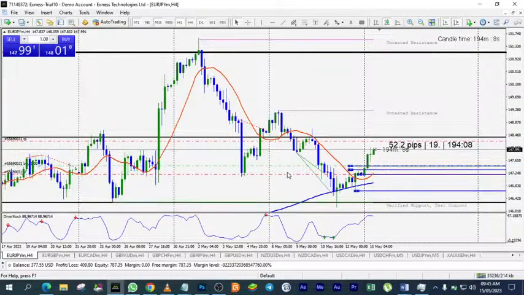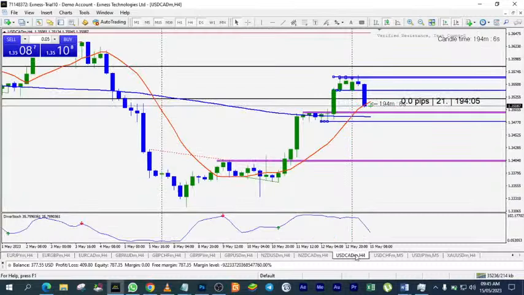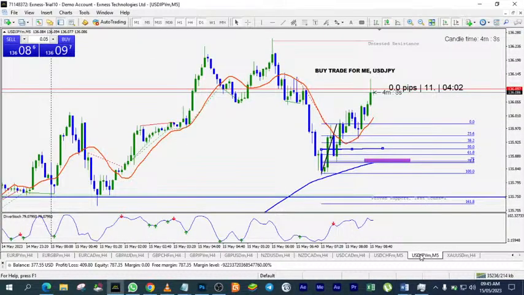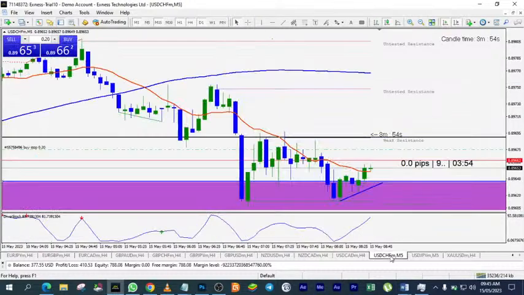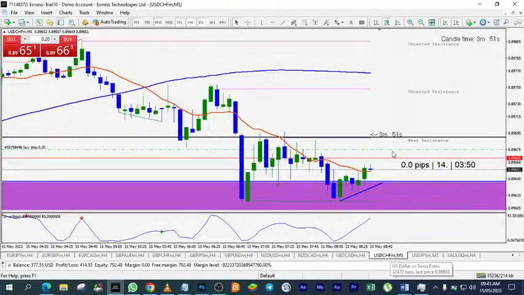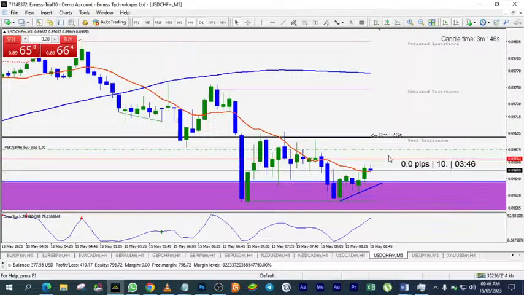Okay, so back to this. I've already mentioned what I'm expecting to see. So the 5 minute is completed, and then it's about time to take this trade.